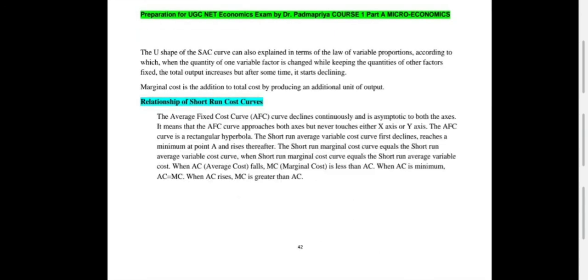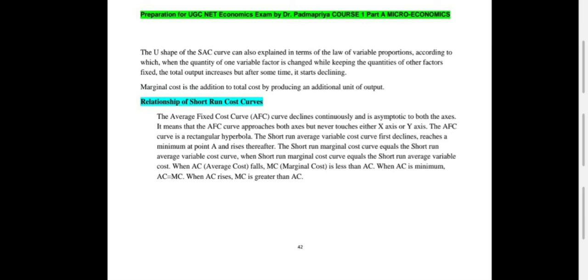The U-shape of the short-run average cost curve can be explained in terms of the law of variable proportions, according to which when the quantity of one variable factor is changed while keeping the quantities of other factors fixed, the total output increases, but after a period of time it starts to decline.